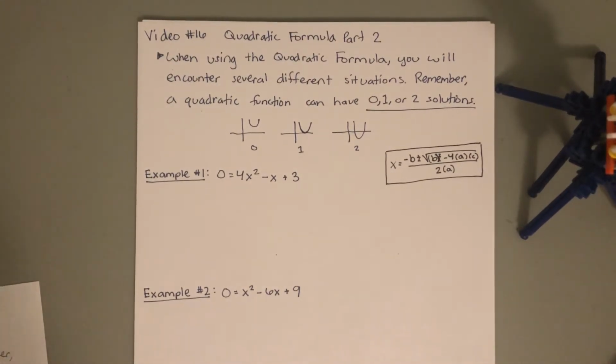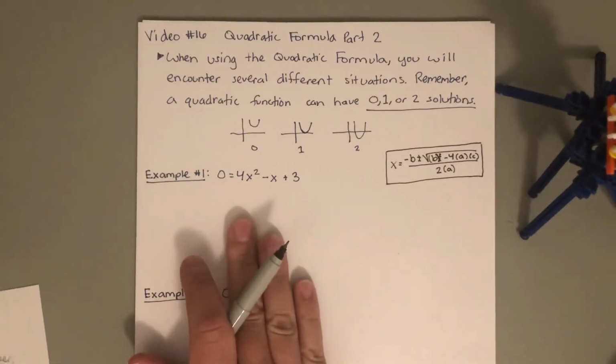In the last video, we were introduced to the quadratic formula, which is a way to figure out what x equals, find the solution, when the function is in standard form. Now, remember that a quadratic function can either have 0 solutions, 1 solution, or 2 solutions. In the last video, both of the examples had 2 solutions. In this video, we're going to see what it looks like when there's either no solutions or 1 solution. So let's start by looking at this one.